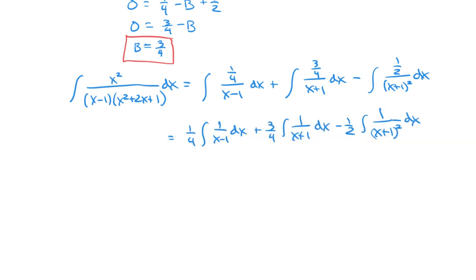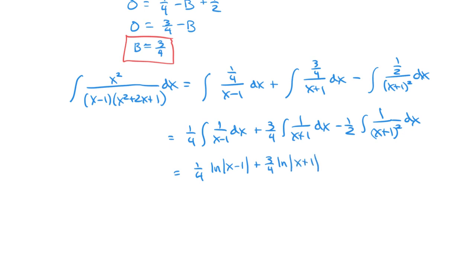And then these first two are going to be pretty simple. They're just natural logs, right? So those are like the ones we looked at before. If you do a u substitution, you let u equal x minus 1. You're just going to get 1 over u du. So this is going to be a natural log. So this is going to be 1/4 natural log absolute value of x minus 1. Same thing with the next one, 3/4 natural log absolute value of x plus 1.